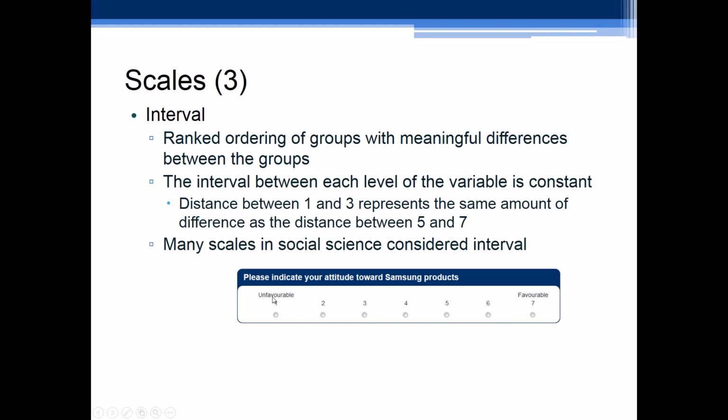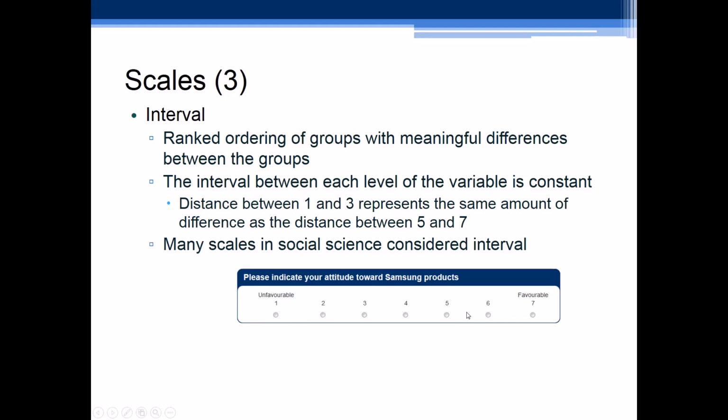In this case, someone's indicating their attitude towards Samsung products. We know that the difference between 2 and 3 should be the same as the difference between 3 and 4, 4 and 5, and so on. And what that allows us to do is come back and perform mathematical operations on that. So we can start to take averages across a number of those scale items, or averages across people. So in our class, we could say that the average attitude towards Samsung products was 5.5, for example.